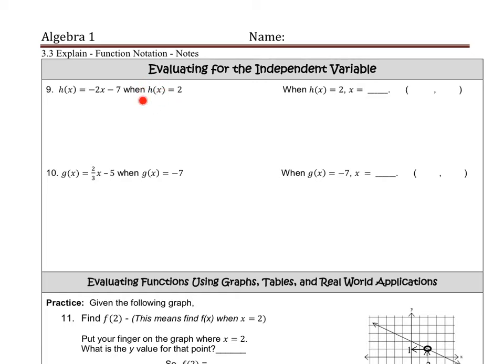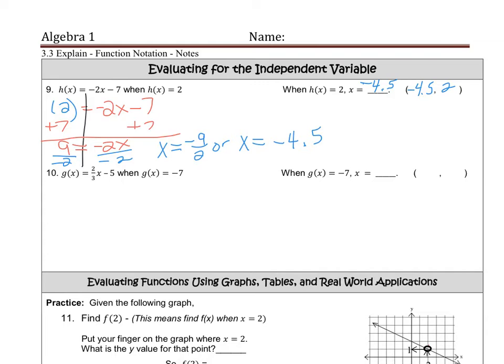They gave us the value of the function of h when x equals x. So they've said this whole thing, this output equals 2. That means our y value is 2. So they haven't given us the x value, they've given us the y value. So all we're going to do is evaluate this, but instead of plugging in a value for x, they've given us the output, the value for y. So go ahead and pause your video and solve number 9 and write the ordered pair.